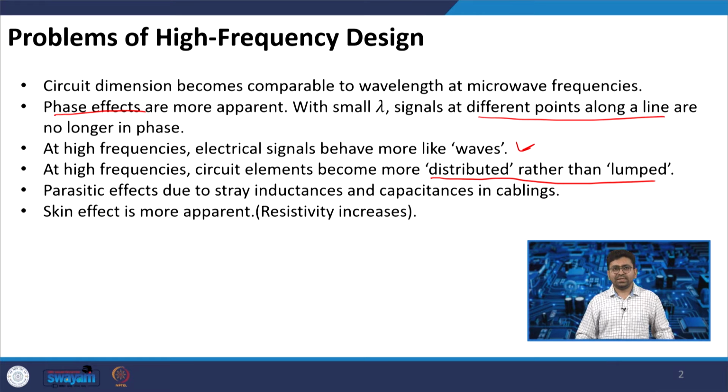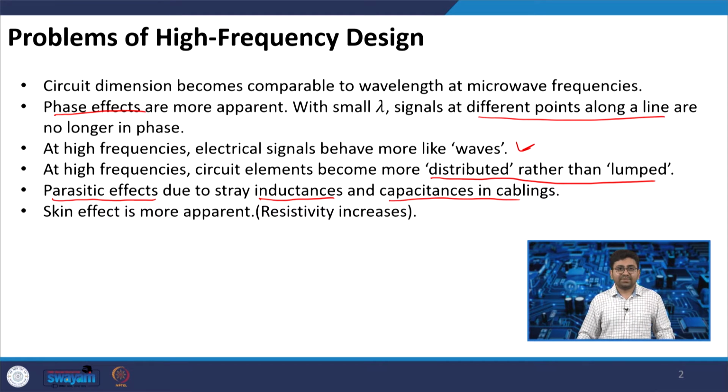At high frequency, you will have more parasitic effects. We have already seen many capacitors associated with the BJT and MOSFET in active devices, and there is also stray inductance. When you connect one line or one component to another component, there is a capacitance in the cable link.